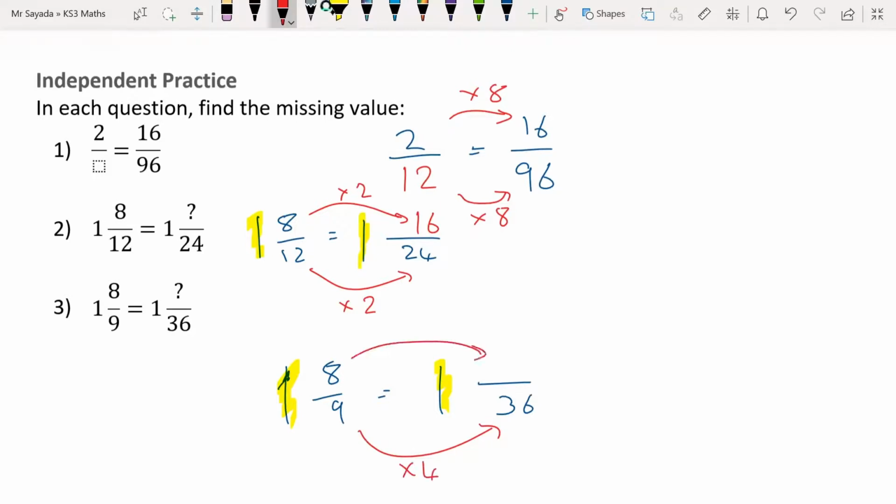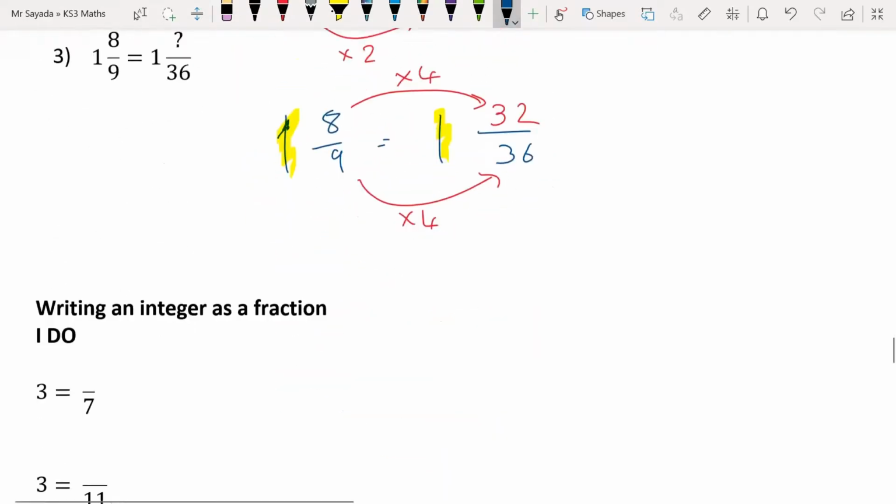So what do we need to do to the 8? We need to also multiply it by 4. What's 8 times 4? 32. So 1 and 8/9 is the same as 1 and 32 over 36. Pause the video to mark and correct your work. Press play once you're ready. You should have now marked and corrected your work.